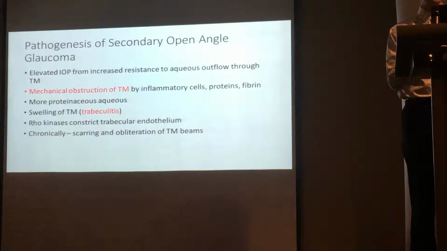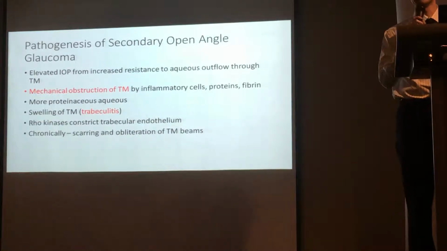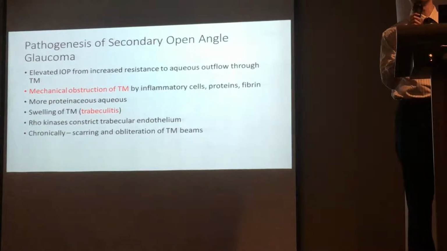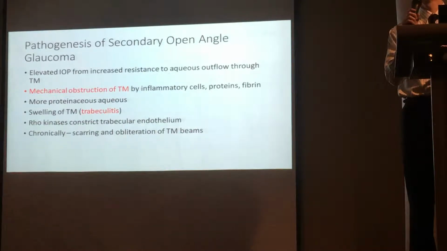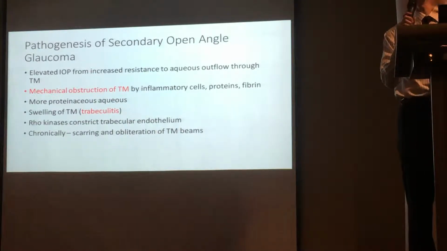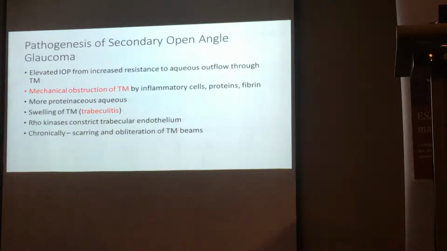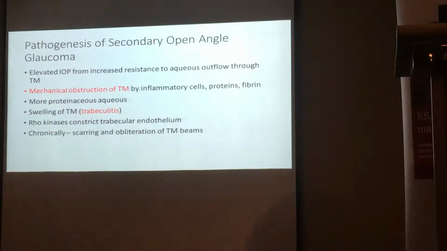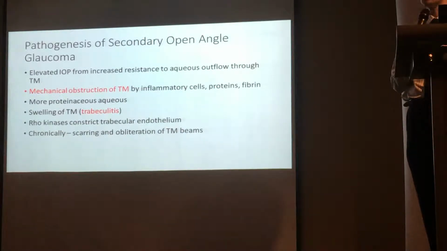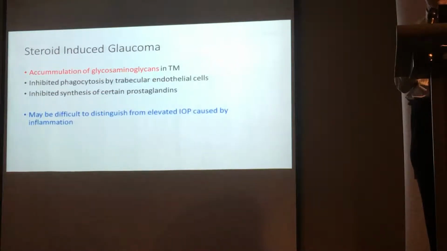As uveitis goes on and on, and we know that it's only the very fortunate few who get one episode and never again, many of these uveitis patients actually suffer the disease as recurrences, as flare-ups. It eventually leads to scarring and obliteration of the trabecular meshwork beams. And finally, even though on gonioscopy it looks like it's open, really the trabecular meshwork doesn't allow any of the aqueous to get through, or it allows much less than before.